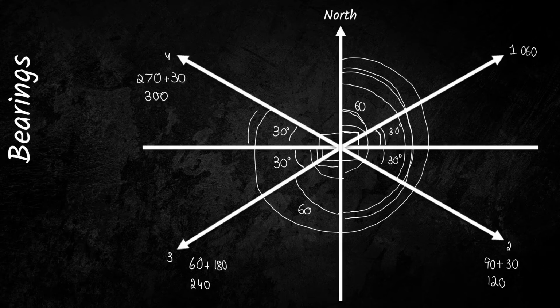300. Now, you never pronounce the bearing as 300 or 240. So you say bearing 060, 120, 240, and 300. You always pronounce bearings in 3 digits. So even if it's 60, we call it 060. So the bearings always have to be in 3 digits.